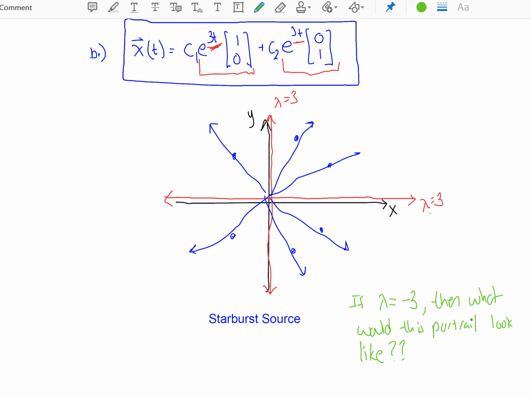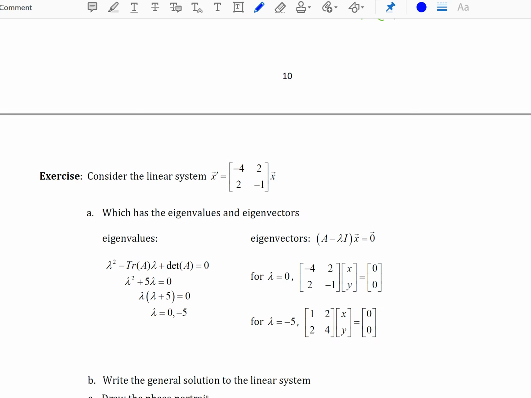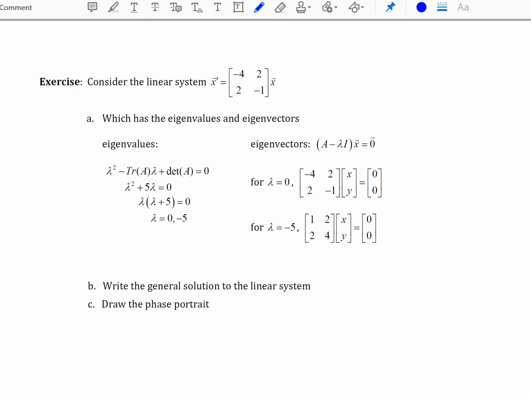Okay, I hope this is helpful. Let's look at another example. Consider the linear system given by this matrix equation. And again, I'd like to be able to look at the eigenvalues and the eigenvectors. And to help you, I've produced these for us already. Using the trace determinant approach, your eigenvalues can be found by looking at the polynomial lambda squared minus the trace of A plus your determinant.